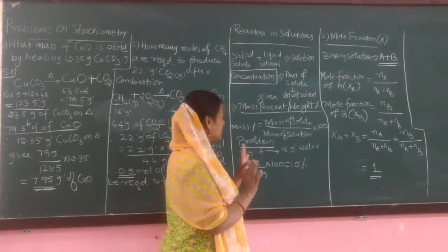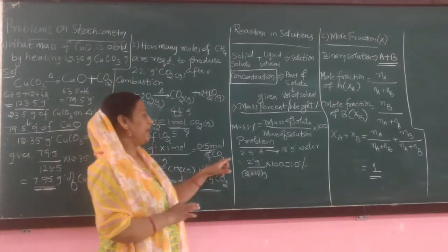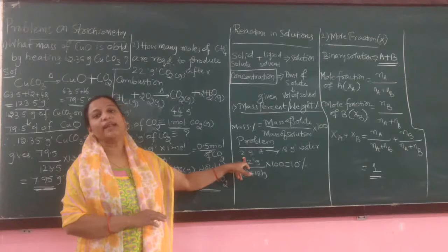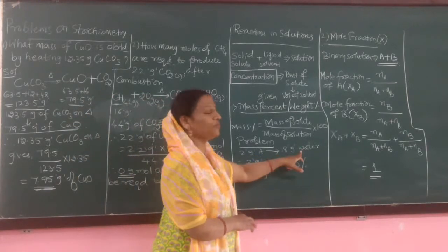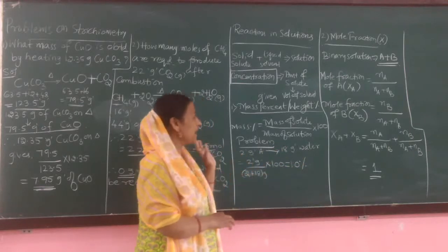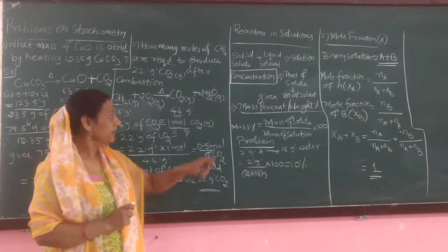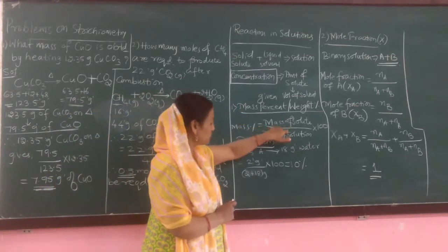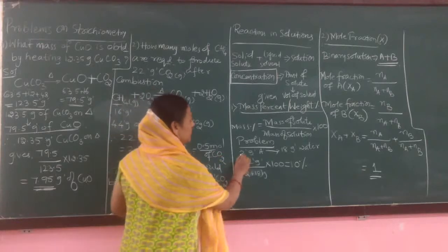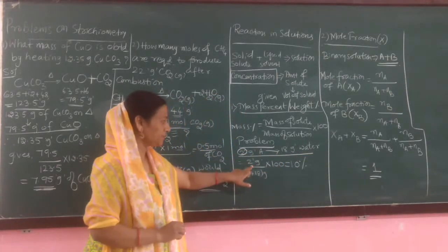Now to explain this, a simple problem is taken. A solution is prepared by dissolving 2 grams of a substance A in 18 grams of water. What is the mass percent of the given solution? This is the problem. You should use the same formula. Mass percent is equal to mass of solute. What is the mass of solute given in the problem? It is 2 grams.